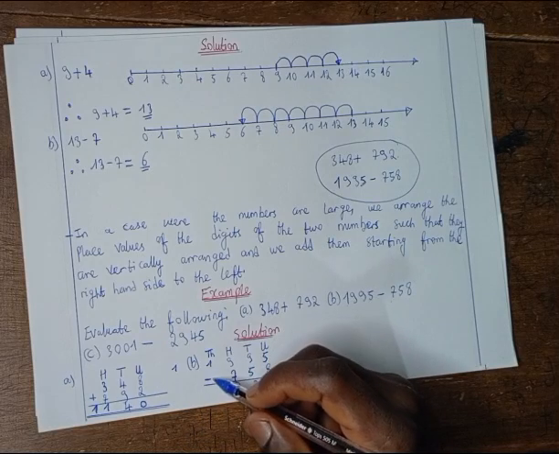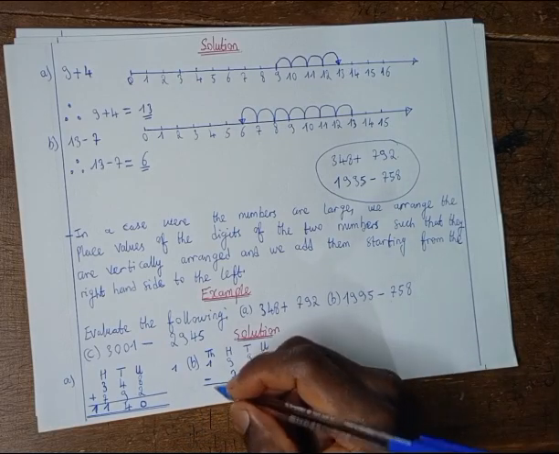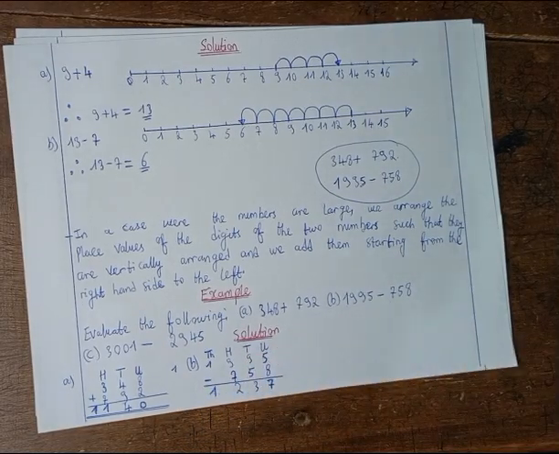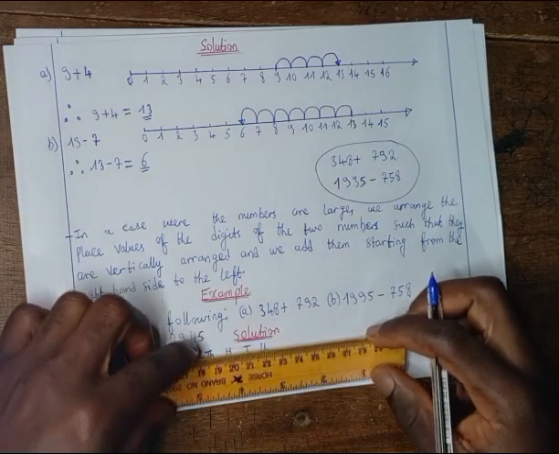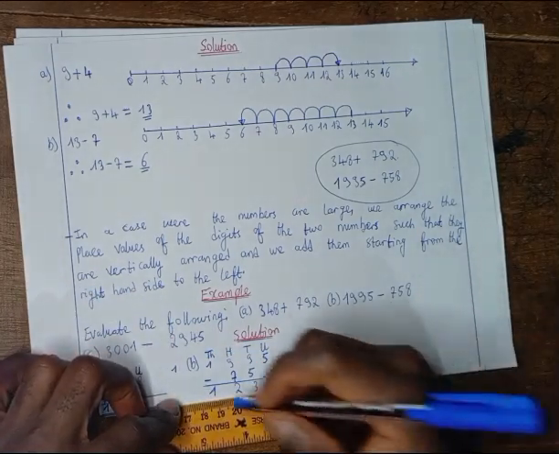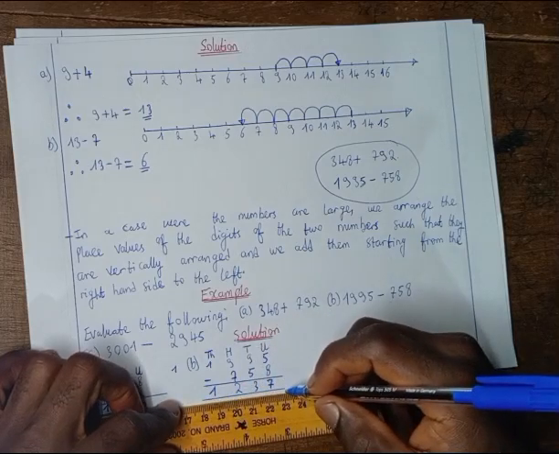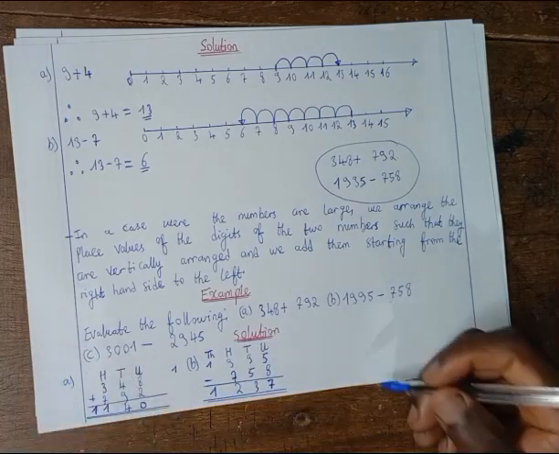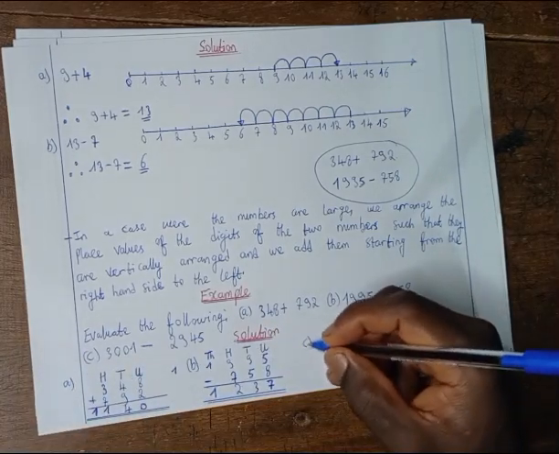Here we have 1, and below we have nothing. So 1 minus nothing remains 1. So this will give us a result of 1237. Let's underline the answer. Next, we go now to C.